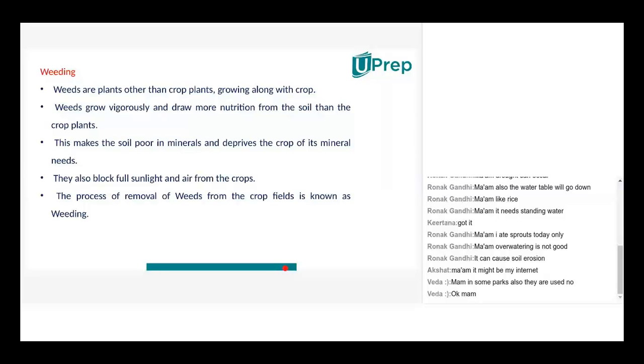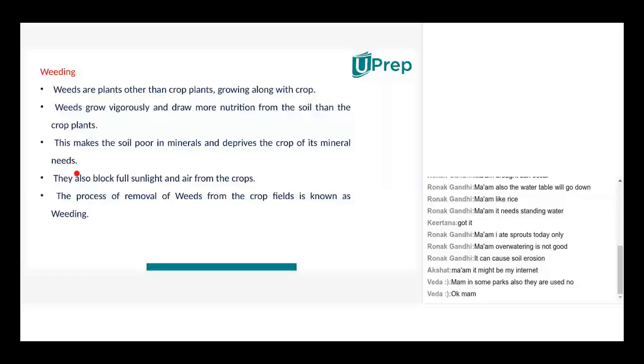Okay, Kirtana, can you please read the last 3 points? This makes the soil poor in minerals and deprives the crop of its mineral needs. They also block full sunlight and air from the crops. The process of removal of weeds from the crop fields is known as weeding. Correct. So basically, as we said, it makes the soil poor, as in less oxygen and fewer nutrients.